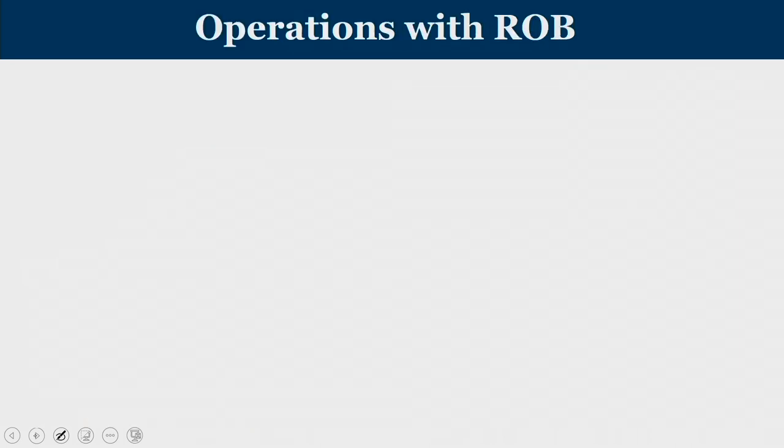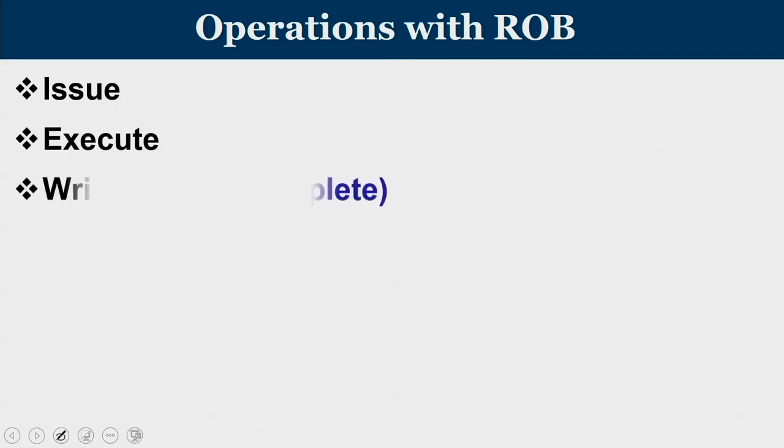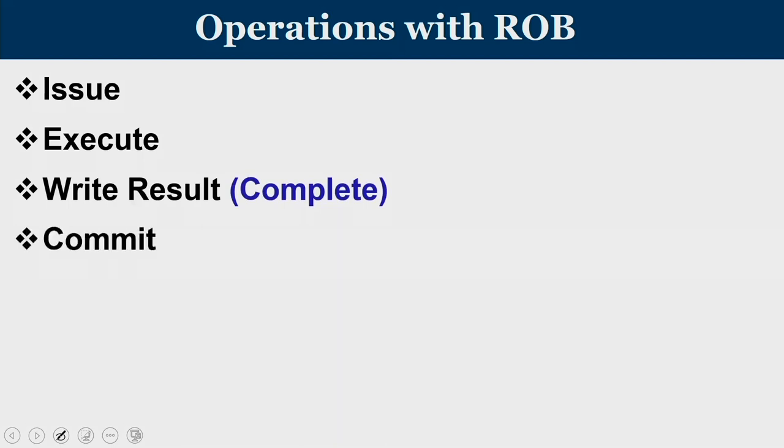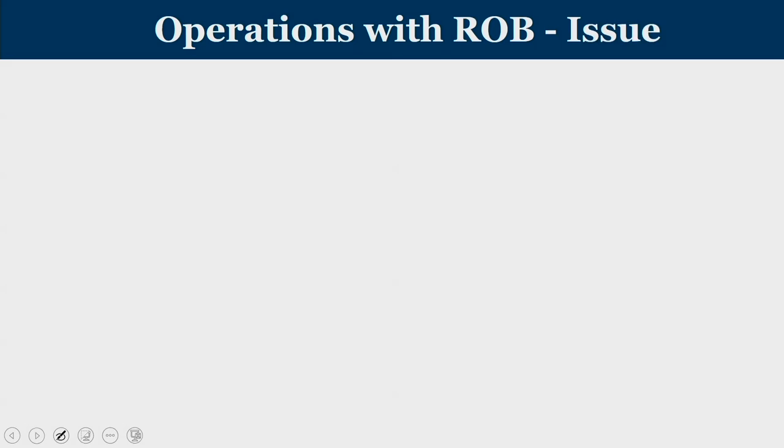Now what are the operations with the reorder buffer? First is the issue operation, then the execute operation, then the write result operation, which is also known as the complete operation, and the last stage is called the commit operation. Let us see each one in detail.